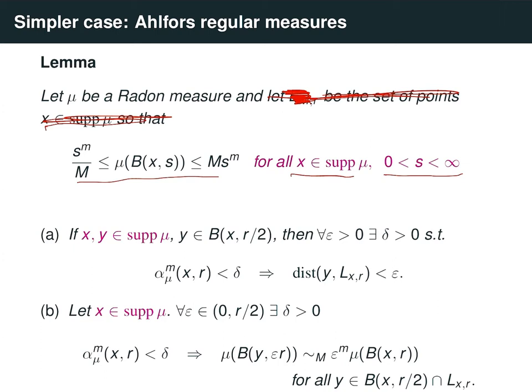Okay, so what happens then is that now these properties A and B happen for all points inside the support of mu. So in other words, whenever we have two points x and y in the support that are close, if we pick the alpha number small enough, then the point y must be close to the best approximating plane L_x. And then in the reverse direction, if the alpha number is small, any point on the line is close to the support of mu.